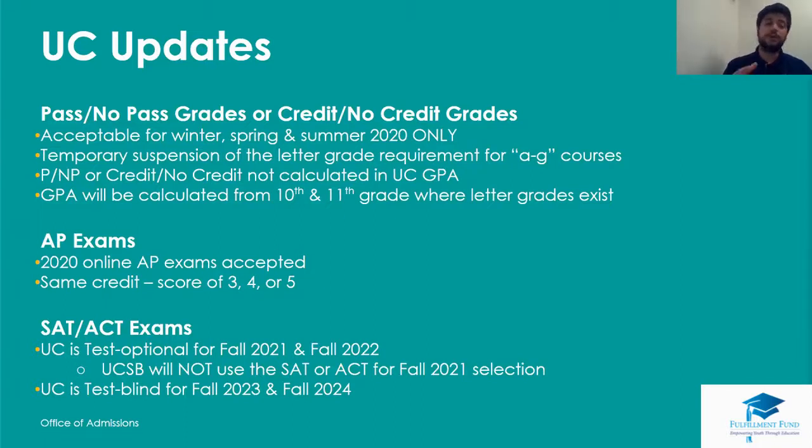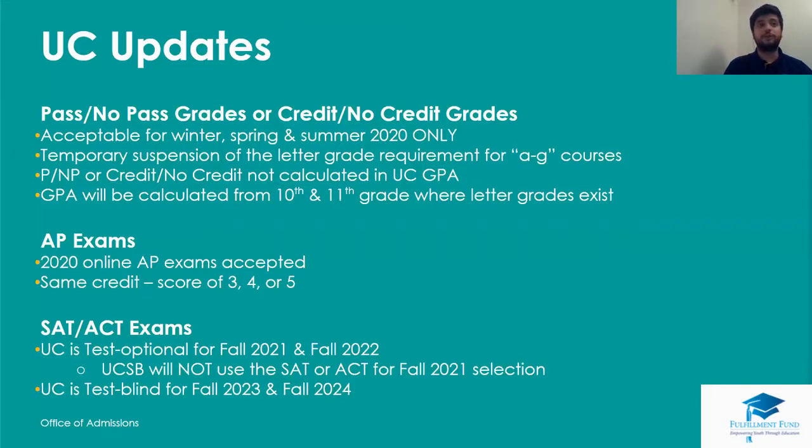However, we do want to let you know that UCSB itself will not be using the SAT or ACT at all when it comes to the fall 2021 selection process, meaning that even if students report them on the application, we will not be looking at them when making an admissions decision. If you're curious about whether any other UC campuses are doing this, please feel free to reach out to the individual UC campuses you are interested in applying to and find out directly from them, as I am unable to speak on their behalf.